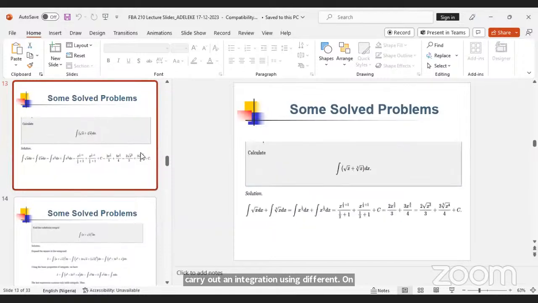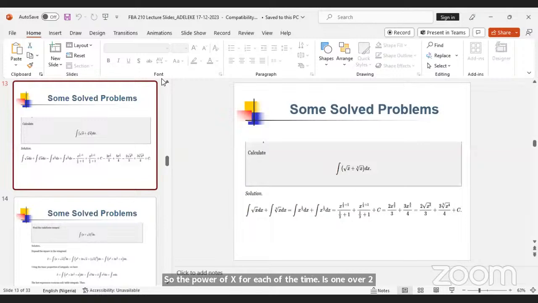So also, if you are to integrate, say, the square root of x plus the cube root of x, these are two different functions, just as you have f of x plus g of x. So you integrate them separately. The square root of x is the same as x to the power of half. The cube root of x is the same as x to the power of 1 over 3. So the power of x for each term is 1 over 2 and 1 over 3 respectively.